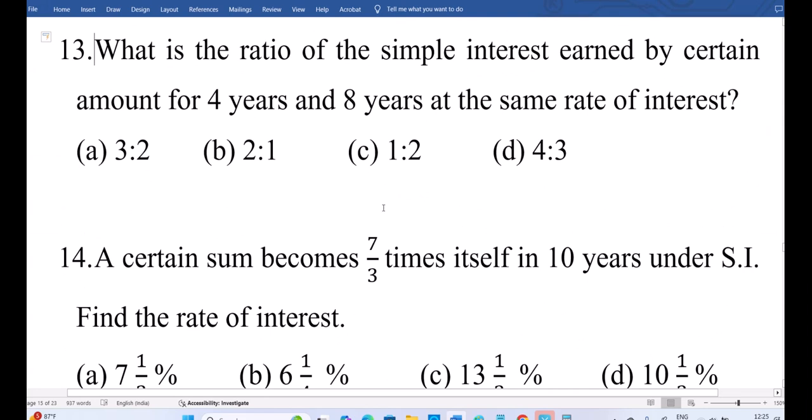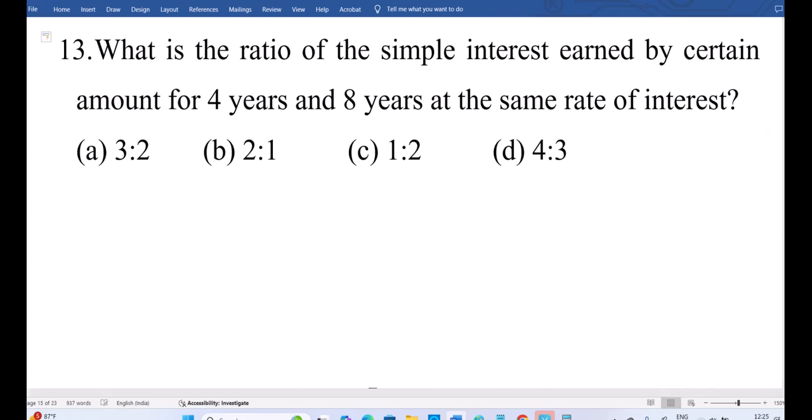From simple interest and compound interest. Simple interest, in fact. What is the ratio of the simple interest on a certain amount for 4 years and 8 years at the same rate of interest? Principal same, rate of interest also same.